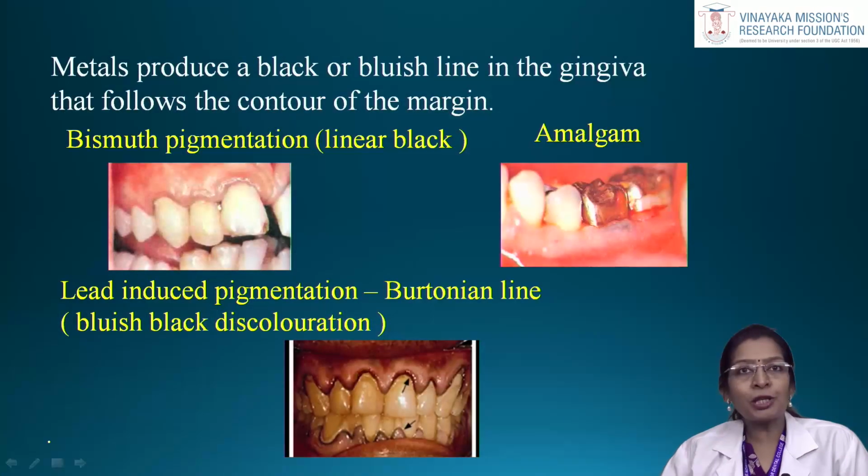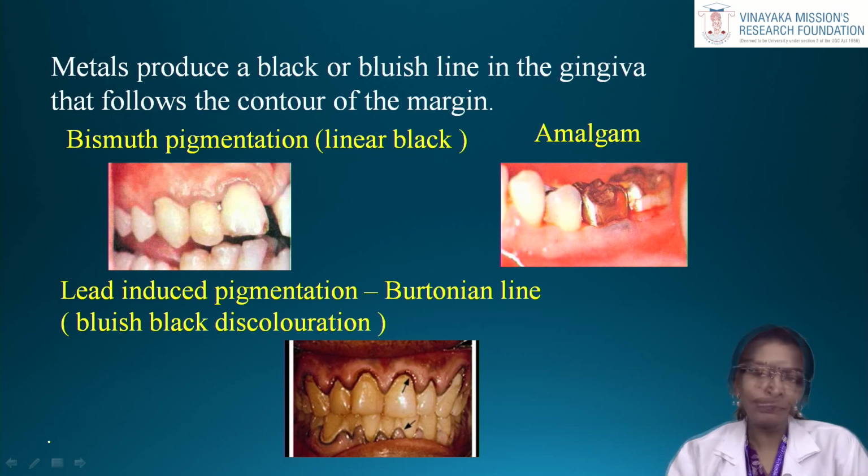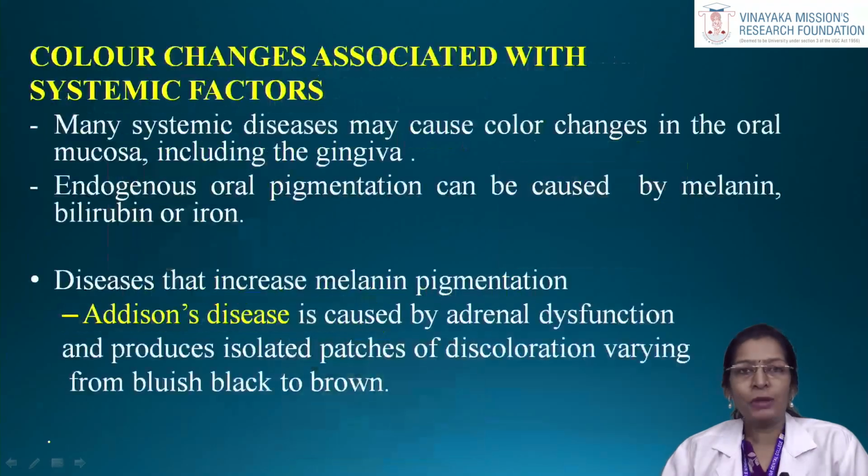These metals usually produce either a black or a bluish line in the gingiva that follows the contour of the gingiva. As you can see in the pictures, bismuth pigmentation shows a linear black color, amalgam shows a violet line, and lead-induced pigmentation, called the Burtonian line, causes a bluish black discoloration. Now, there are certain color changes which are associated with systemic diseases.